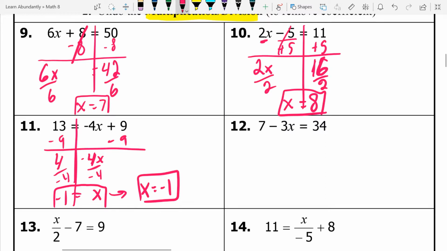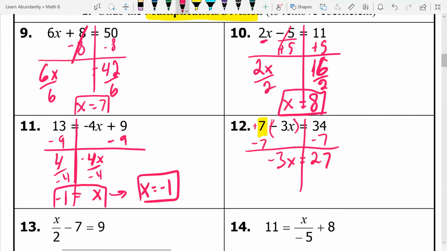Number 12, I need to get rid of the constant term, which is that 7. Now, it does say 7 minus, but that doesn't say that it's a minus 7. So what we're going to do to get rid of that 7, because it's a positive 7, is subtract 7. We're not going to worry about that minus that goes with the 3. Okay? So when I subtract 7, I subtract 7 from both sides. And that leaves me with no more 7s, but I do have a minus 3x equals 27.